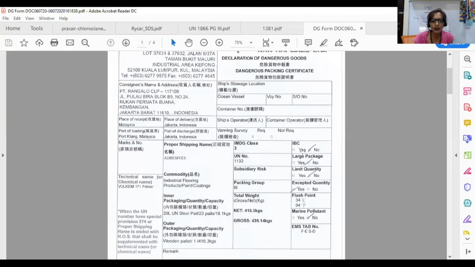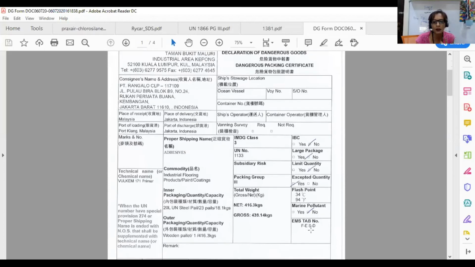where you can see they will ask you questions like what kind of packaging it is, IBC, a large package, is it packed in LQ? I think this is what LQ means. Whether there's a flash point for it, or whether it's an accepted quantity. Why was your consignment in accepted quantity, why did you tick this here? And then whether it's a marine pollutant or not.